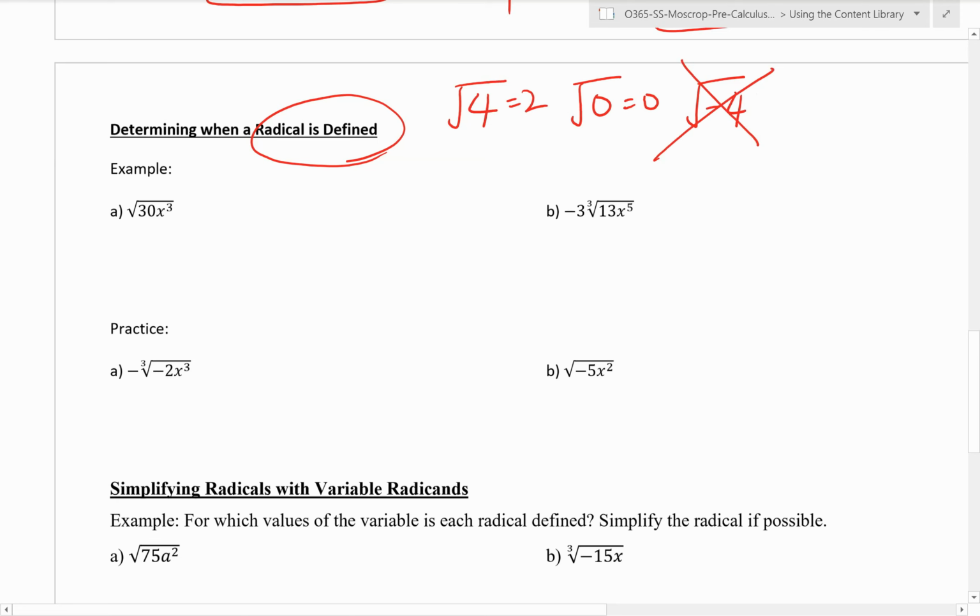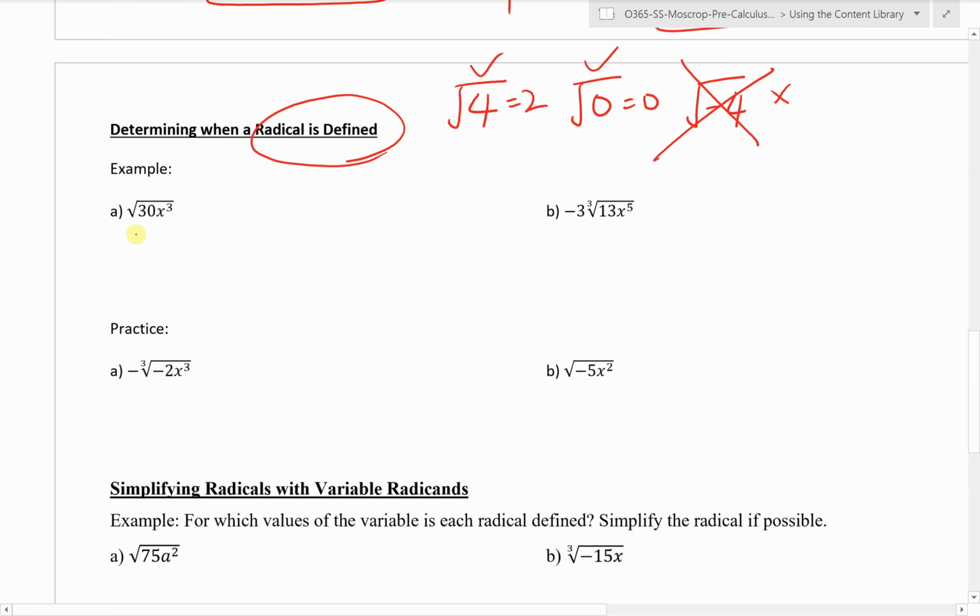And this is when the radical is not defined. So these are okay, but this one is not okay. So this is when the radical is not defined. Basically we're talking about square roots, and we cannot take the square root of negative numbers. If you look at the first example here, 30 times x cubed, is there a number that we put into x that will make this radical undefined? Which means, is it possible to make this radicand negative? The answer is yes, of course. If x is negative, then this is going to be negative.